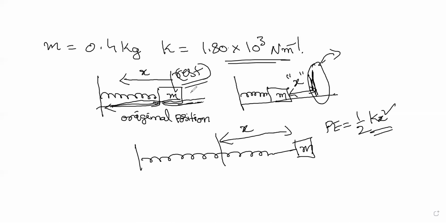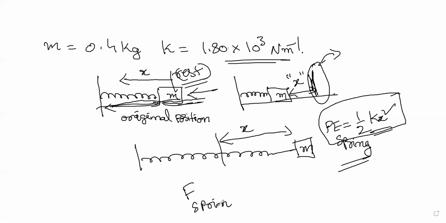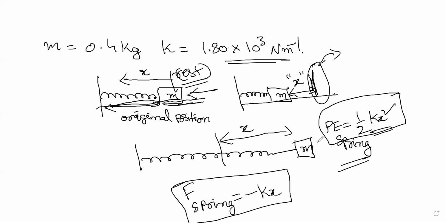In the rest condition, some force is applied on it, and it has compressed to the length of x. Then you can use the potential energy expression half kx square, the potential energy of the spring. And F spring is negative kx. He also told us to use the elastic formula. Yes, that is Hooke's law. This is what is called Hooke's law.